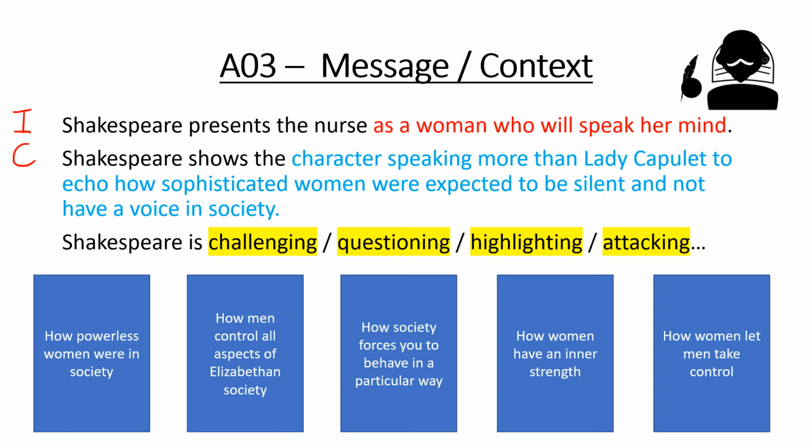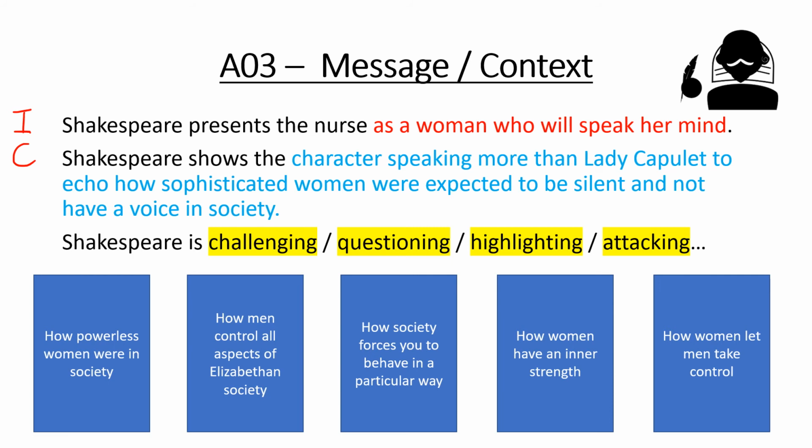We then need to kind of expand and explain. And in English, you get the marks from explaining. It's not the number of ideas, but from the explaining. And so here, several good words for you to use to explore. So based on this idea, based on your evidence, what is Shakespeare doing? Now remember, we don't know what Shakespeare is actually doing. We're kind of making up an idea that we think. So what do we think here? So challenging, questioning, highlighting and attacking are good words to get you to kind of start talking about what Shakespeare's doing.